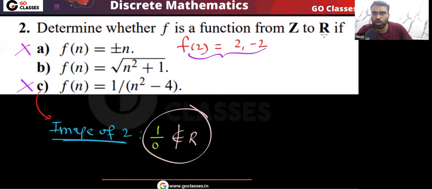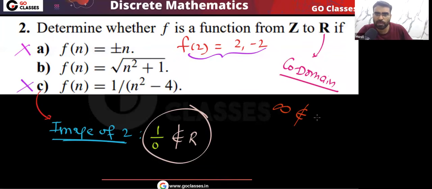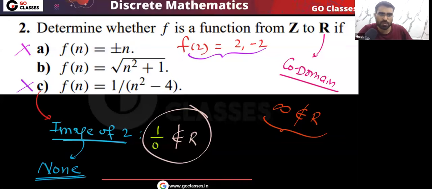This is our codomain. Do we have infinity in this codomain? No, this does not belong to our codomain. So I can say the image of 2 does not exist. Yes or no? There is no image of 2. Very simple. What about option B?